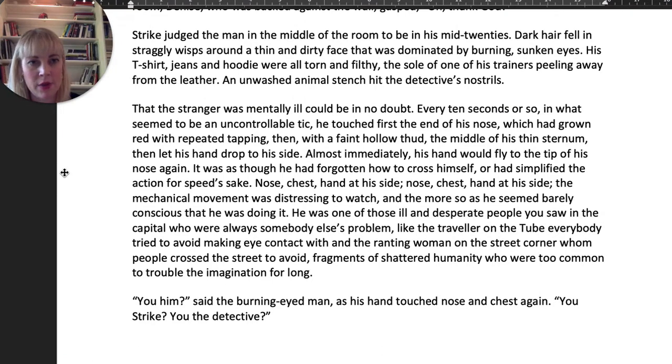Okay, so hopefully this isn't ruining it for everyone. Personally, I would be selecting quotes like the animal stench hit the detective's nostrils, to show that the focus is on the effect of the man in the middle of the room on Strike. And my second quote, I'm going to use a really simple one, just mechanical movement. So I would use those 2, animal stench that hit the detective's nostrils and mechanical movement. If you are stuck, you can use those. If you've got your own quotes and they're different, that's absolutely fine, as long as it shows what is being focused on in the middle.